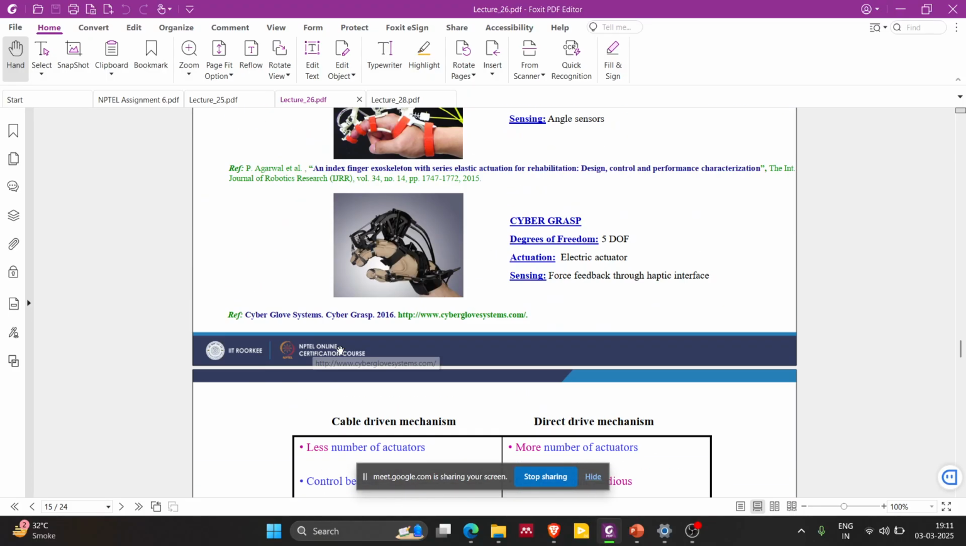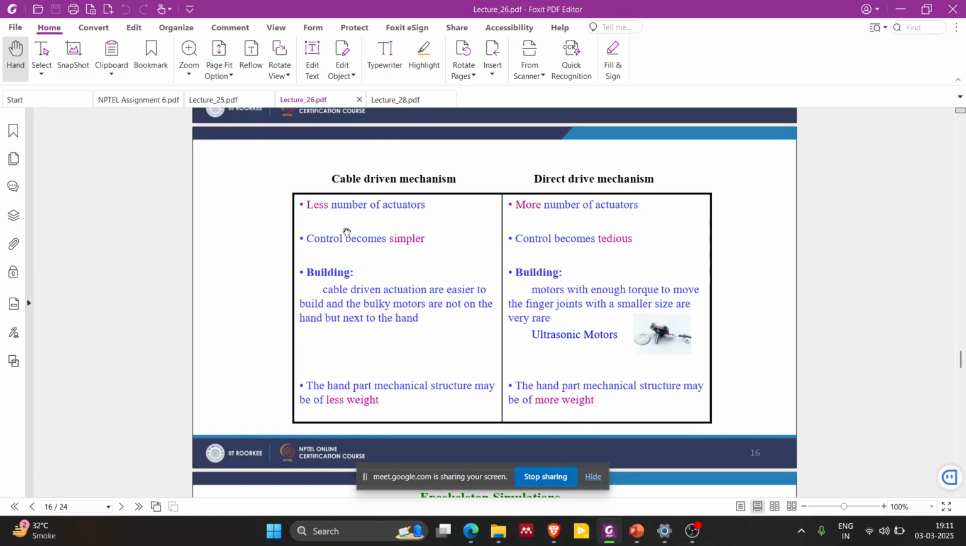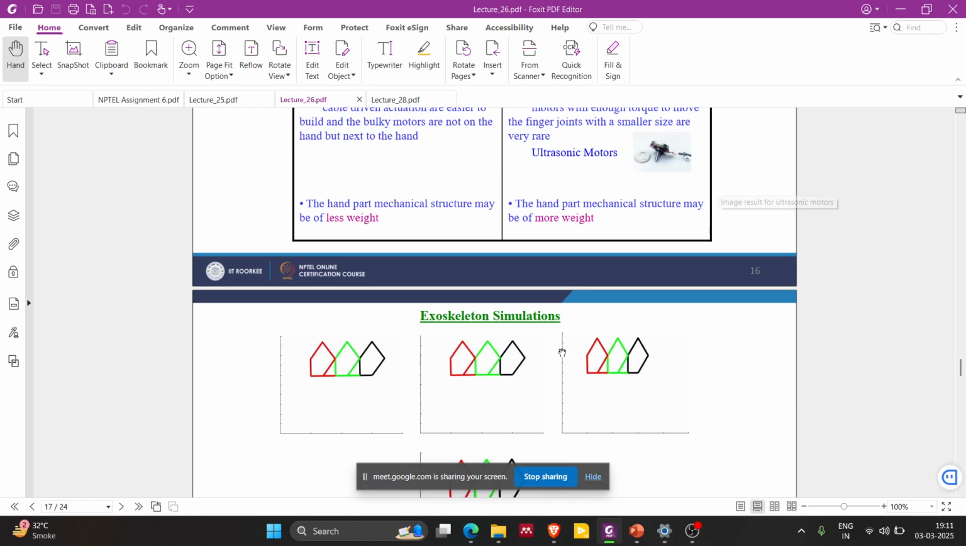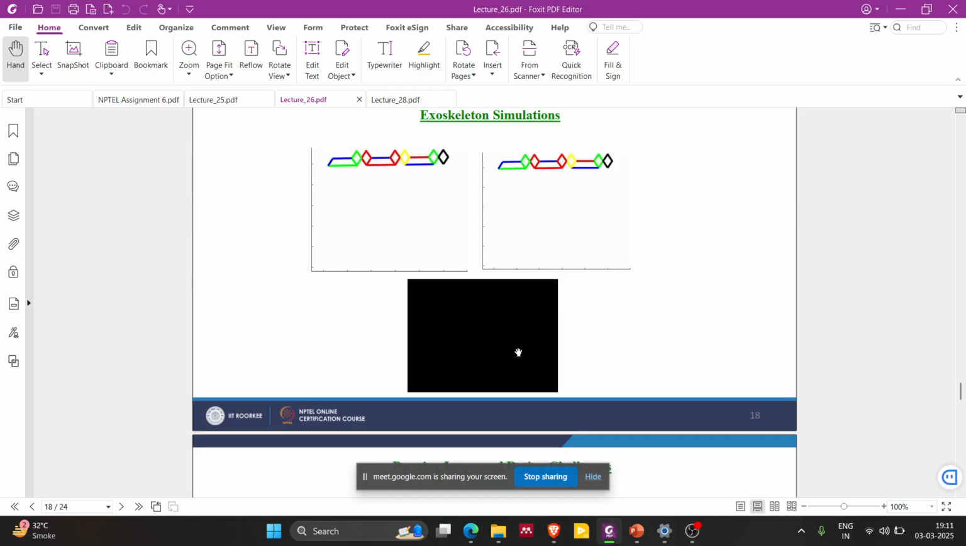Please do go through the cable driven and direct driven mechanism slide. You can easily remember it; there's no big science here. And these are some of the experiments which the professor did, so you don't have to go through them. This is generally for your knowledge.